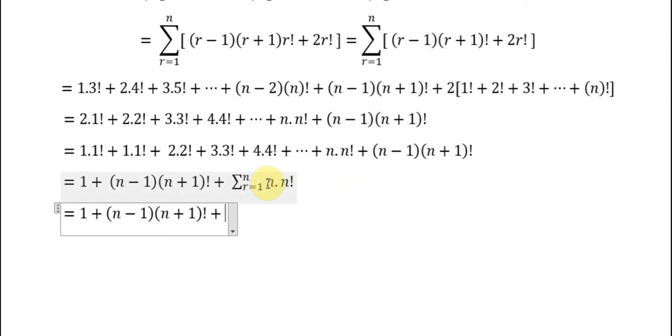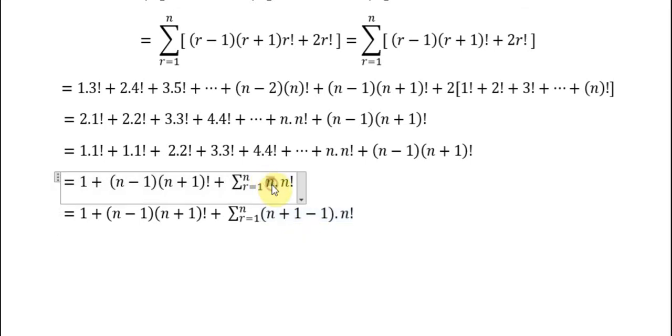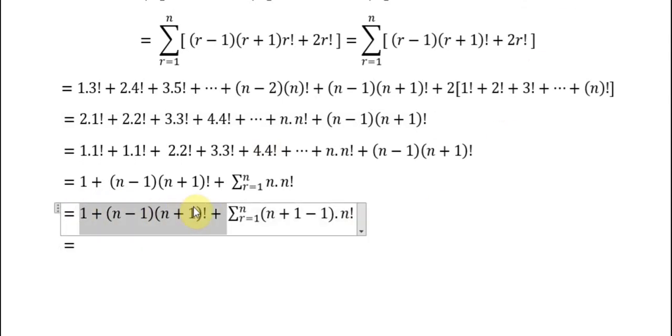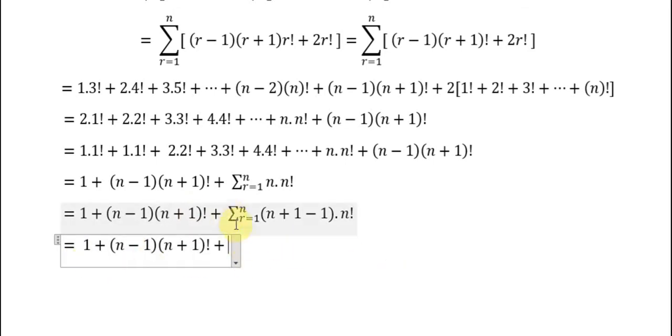In this one, we have n, and we can put (n plus 1) minus 1, because plus 1 minus 1 will return back to the n in here. (n plus 1) we multiply with n factorial, and minus 1 we multiply with n factorial. We go about like this.